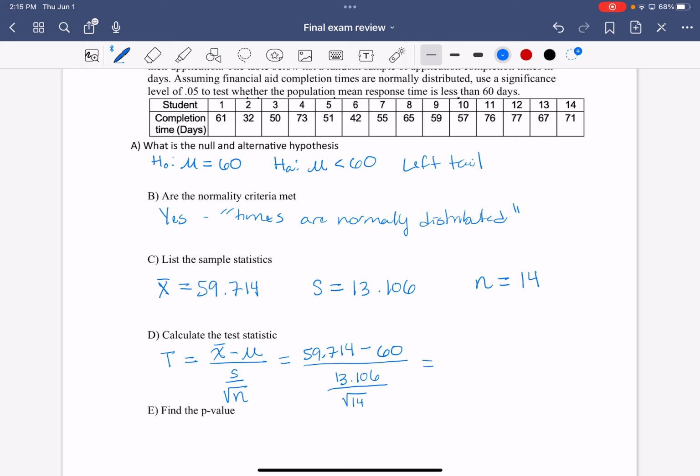This is calculator work. Take your time entering it into your calculator. Rounding to 3 decimal places, you should get negative 0.082.